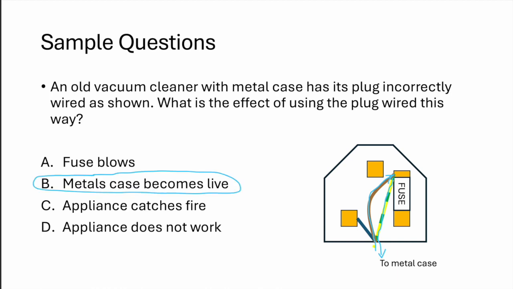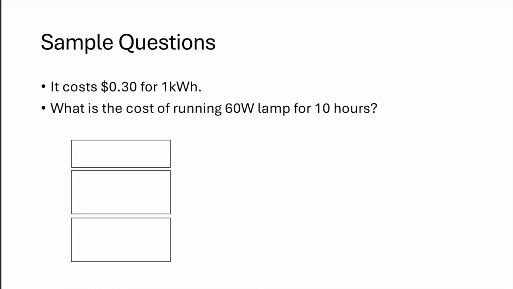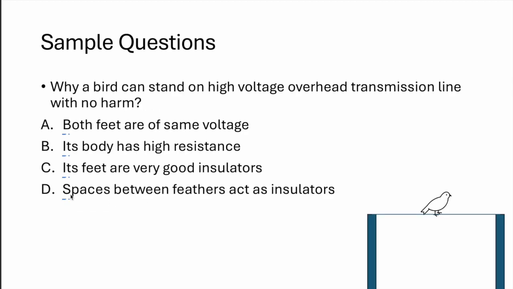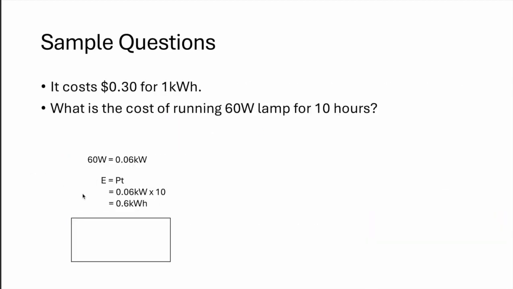It costs 30 cents for 1 kilowatt hour to be used. How much will it cost for a 60 watt appliance for 10 hours? So you count 60 watt, convert to 0.06 kilowatt, times 10, then times 30 cents. This is what you will get, $0.18.